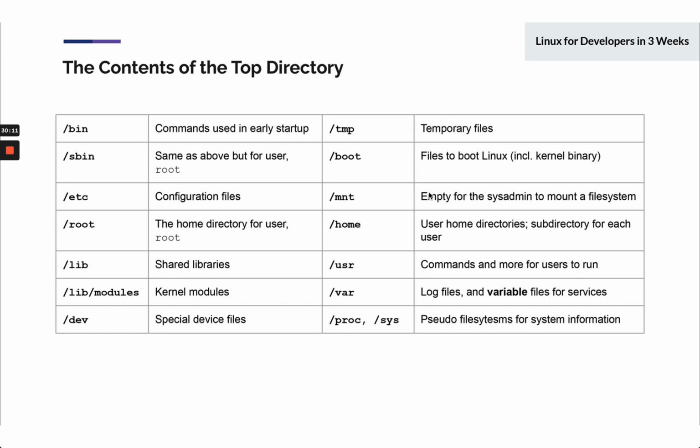The /etc directory contains configuration files. Most configuration files in Linux are just plain text files. You can go in and edit them and change them however you want. It makes it easy to configure. You don't have to run a special program to change configuration. You just open them up in your favorite editor, make changes, and save it.